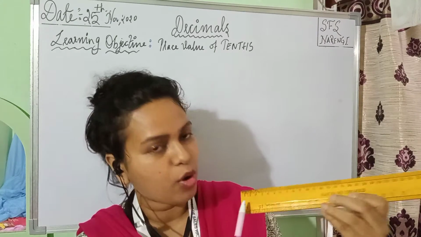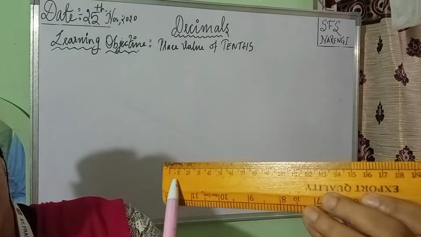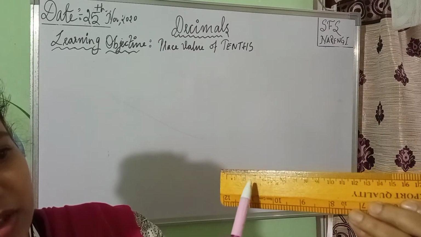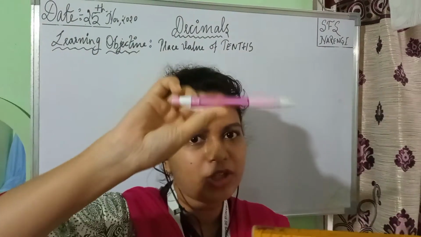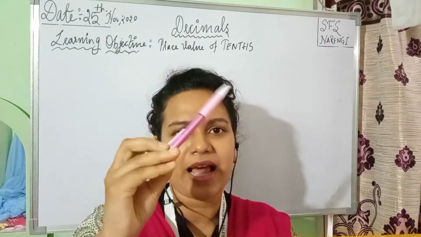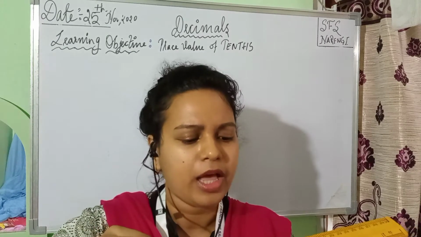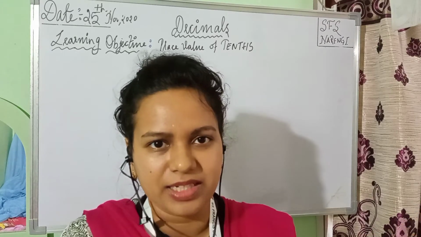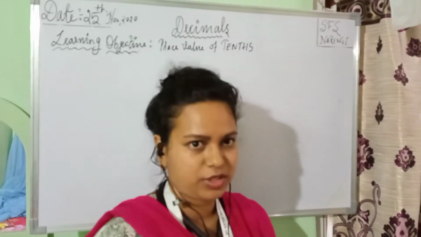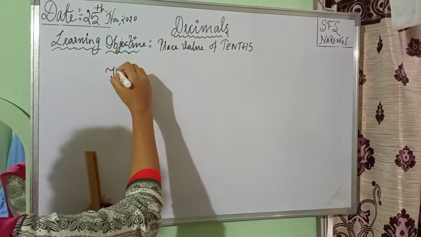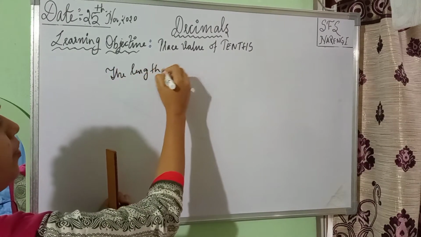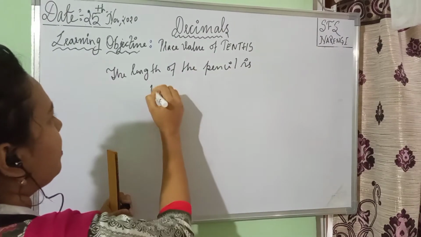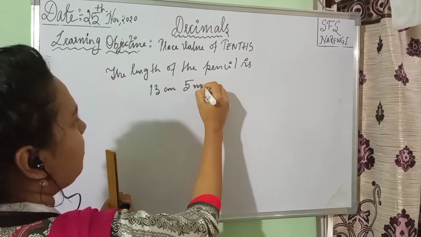Now you can see that I'm holding the centimeter side of the scale. Here I have 1 centimeter, 2 centimeter, 3 centimeter, and so on. What do I have here? I have a small little pencil, and I want to know its length. If I am holding it here, I see that the length of this pencil is 13 centimeters and 5 millimeters.